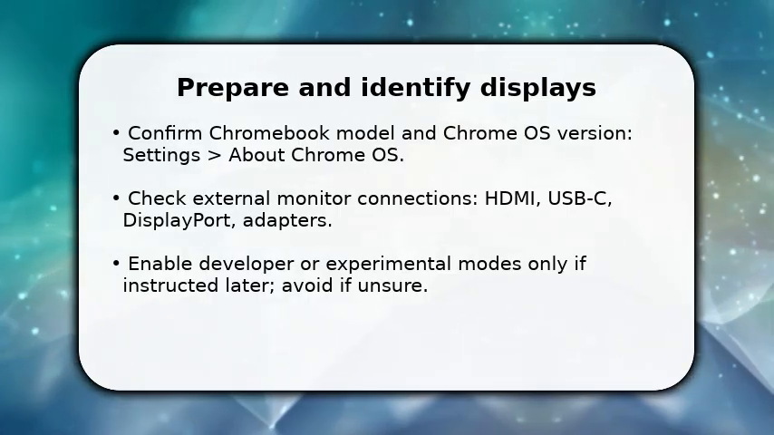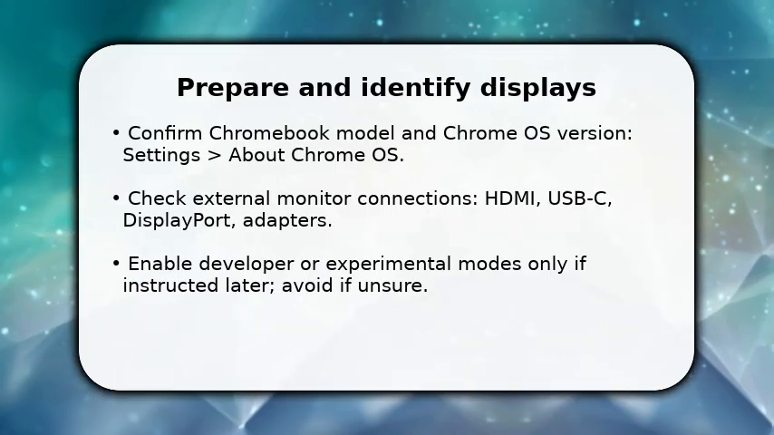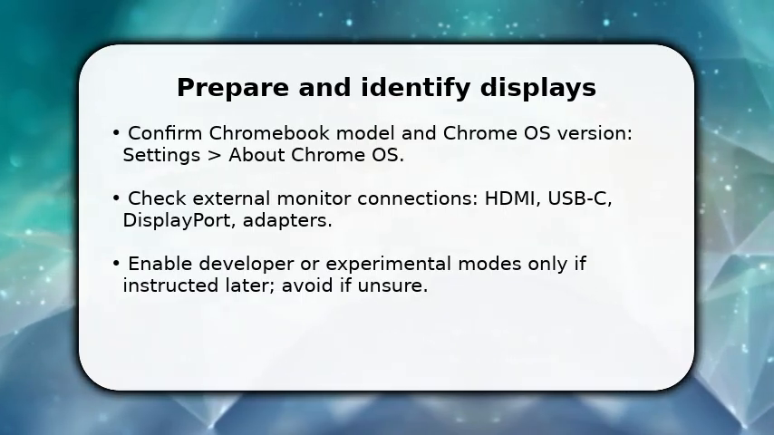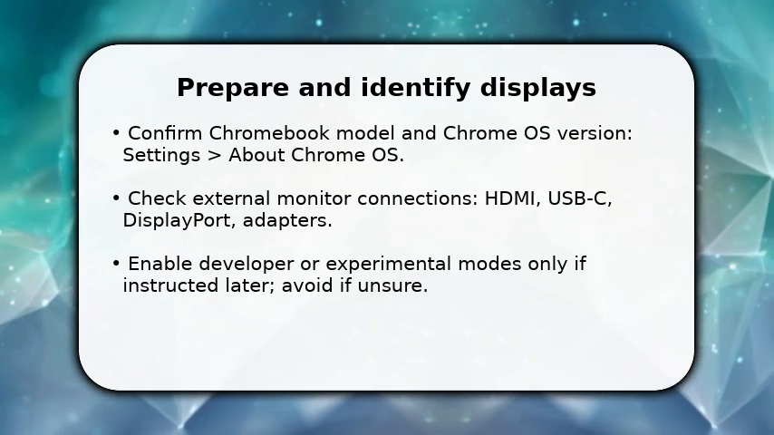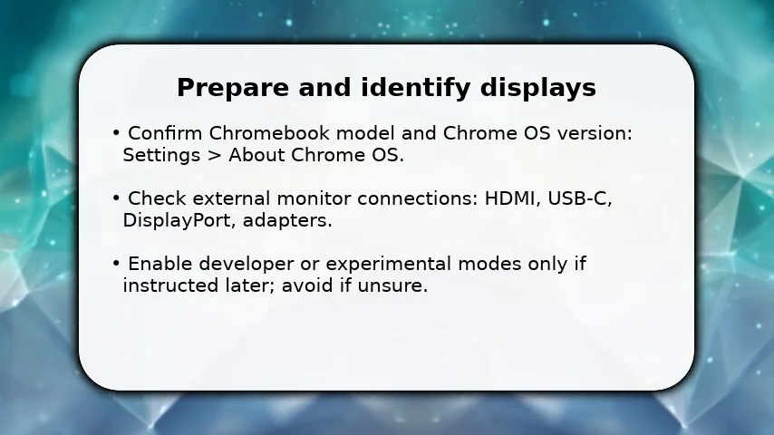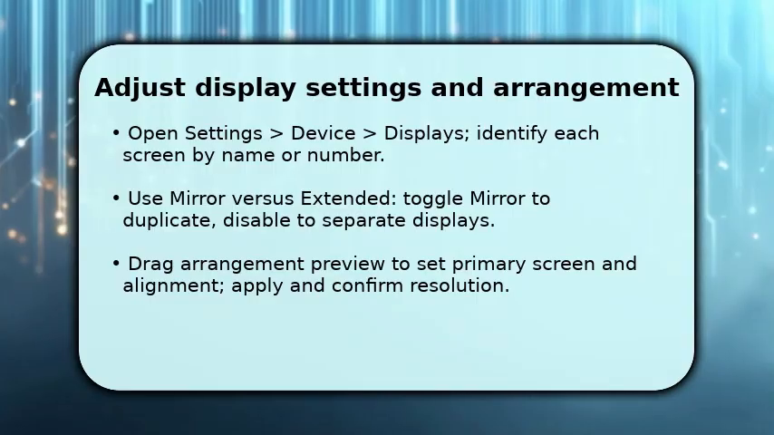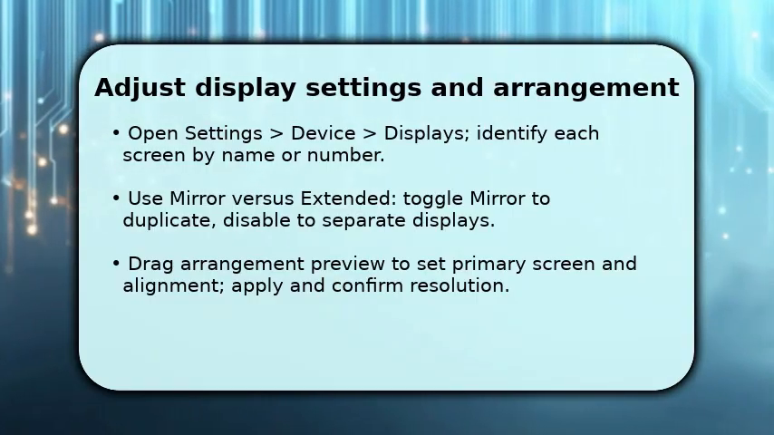You do not need to enable experimental features yet. Instead, gather display info and ensure chargers and docks are connected and powered so detection behaves predictably. Now adjust how the Chromebook handles multiple screens.